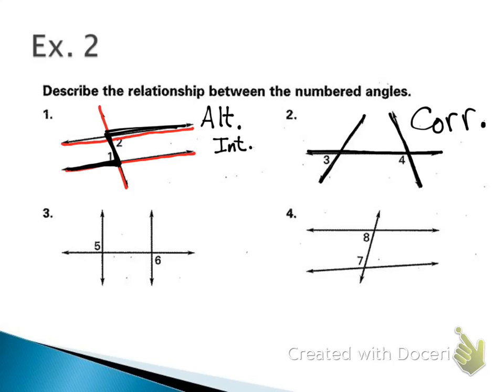All right, number 3. Different sides of the transversal. So it's probably going to include what word? Alternate. Inside or outside? Outside. So that would be exterior. Good.